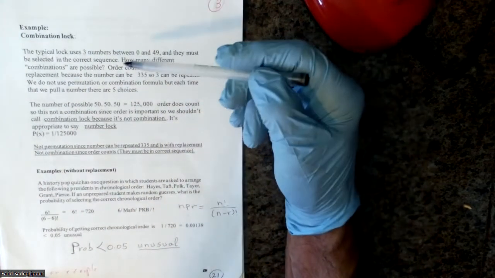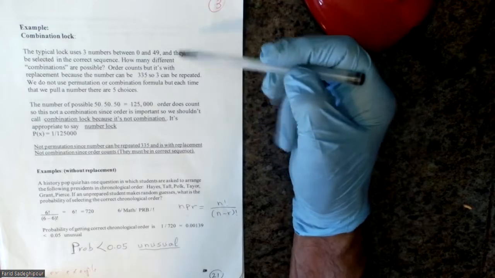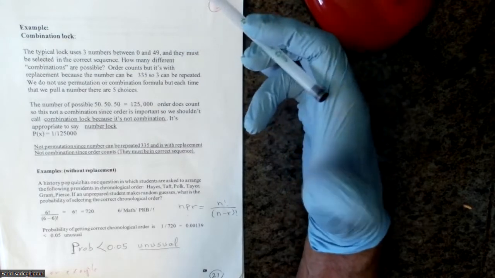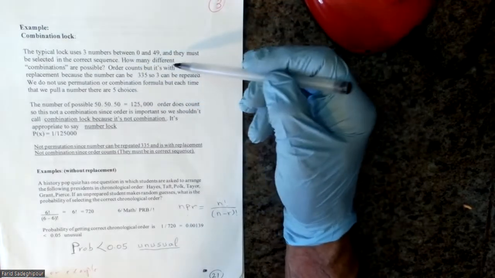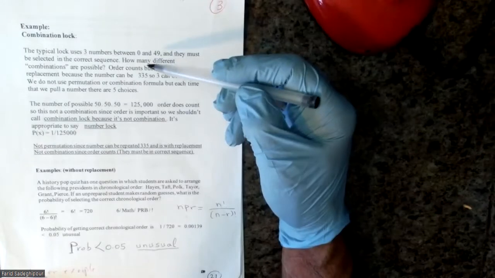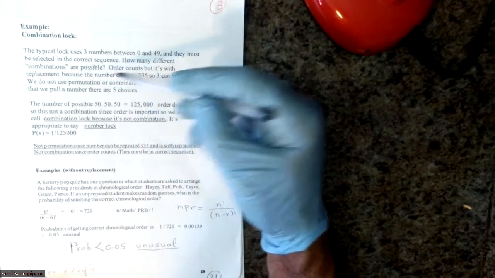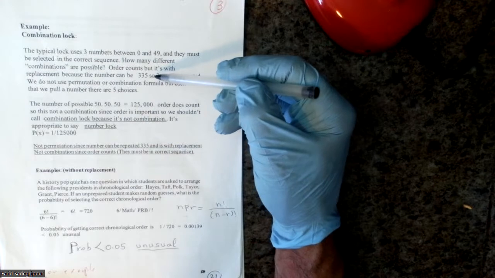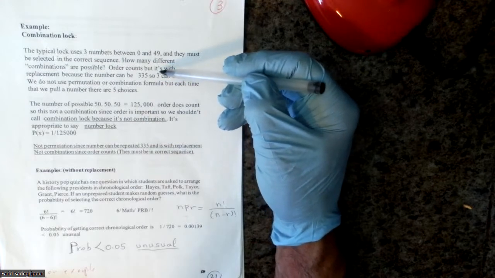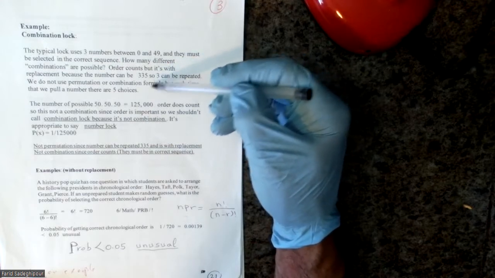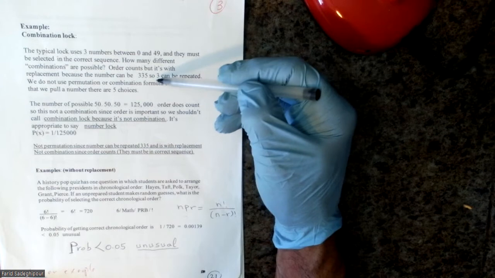A typical lock uses 3 numbers between 0 and 49, and they must be selected in the correct sequence. How many different combinations are possible? Order counts, but it's with replacement. It means you could repeat a number more than twice. So it's neither permutation nor combination because it violates one of the conditions of the rules.